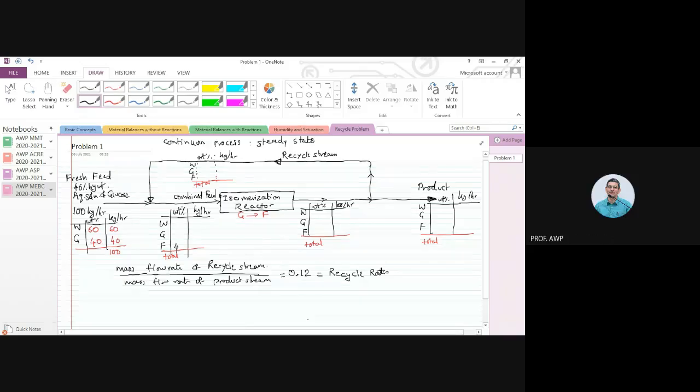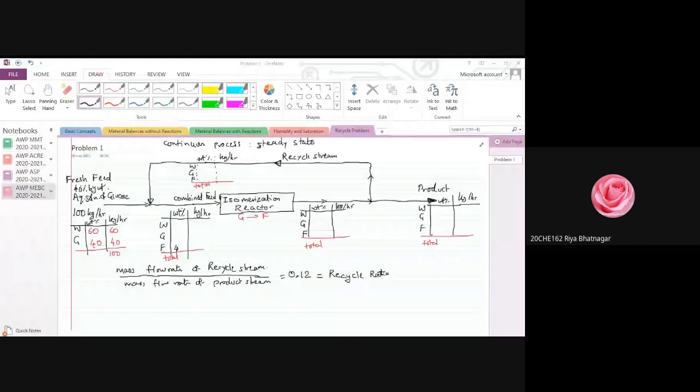Sir, is there any percentage conversion of glucose to fructose? No, that is not known. Okay, sir. In fact, that's one of the things that we need to find. How much should be the conversion in the reactor?